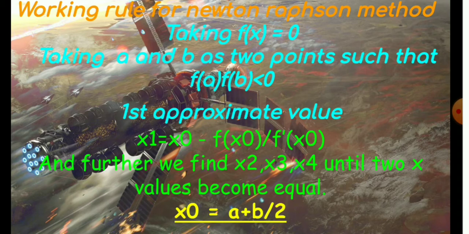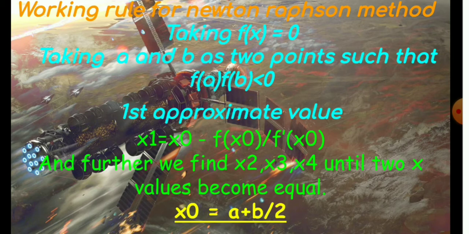It is the first approximate value, and further by this formula, by substituting the values 1, 2, 3, 4, we can find the more approximate value. Okay, and we have to define x0. Here x1 is the value we have to find from x0.